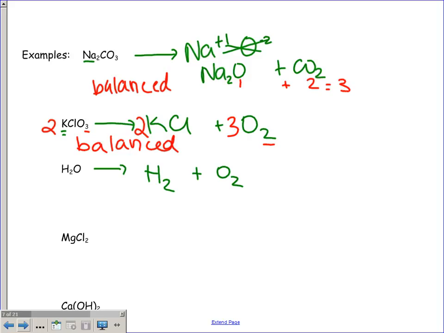Now I need to balance. I have two H's on each side, one O on my reactant side, two O's on my product side. So I'm going to start by balancing my O's. Now my O's are balanced. I have two O's on my reactant side, two O's on my product side. But my H's are imbalanced. I can remedy that by putting a 2 in front of H2. Now I am balanced.